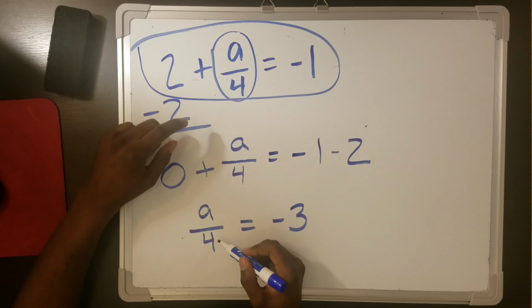A times 1 over 4 equals 4. And we already know that 4 times 1 over 4 gives us 1. So A times 1 gives us A. And what is 4 times negative 3? Negative 12.